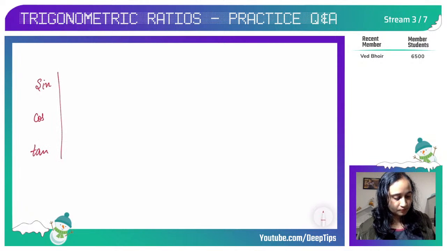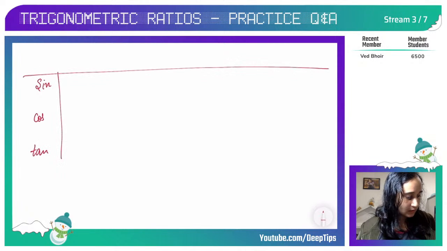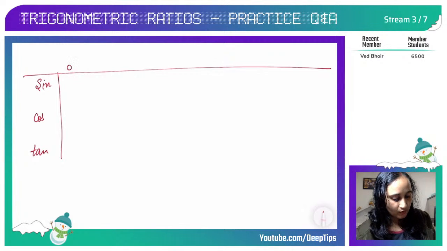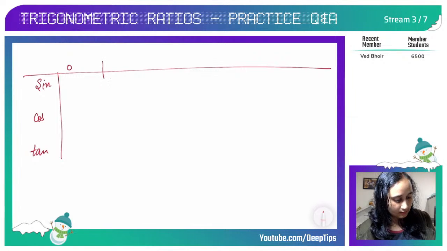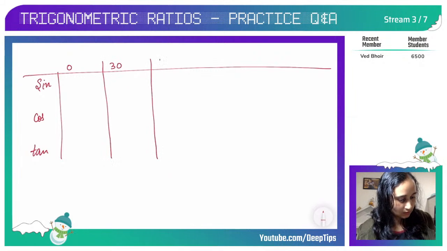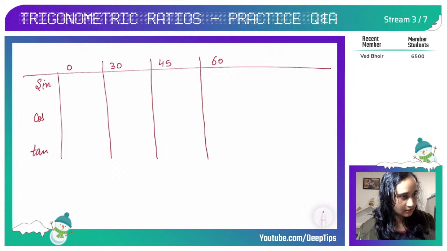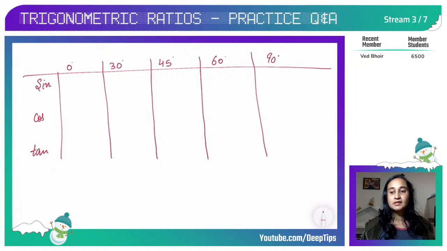Okay, now look very carefully, and on the top you write 0, then you write 30, 45, 60 and 90°. Okay, these are the values that you need for your board exam, that you need to memorize.